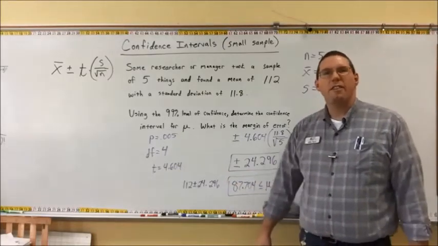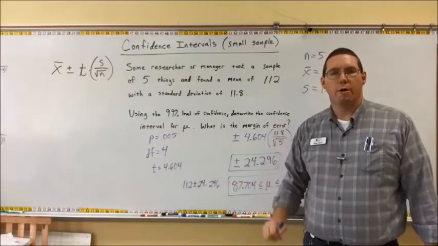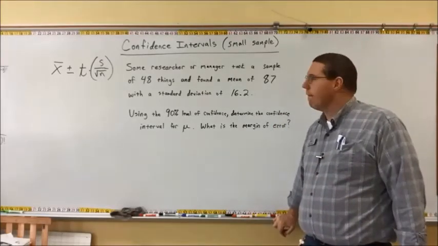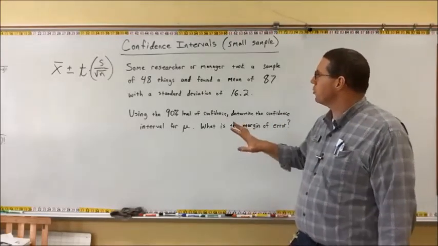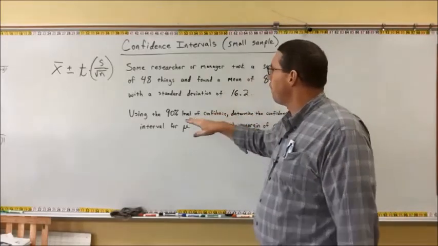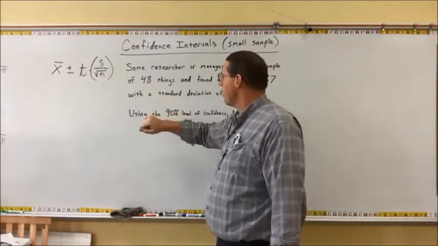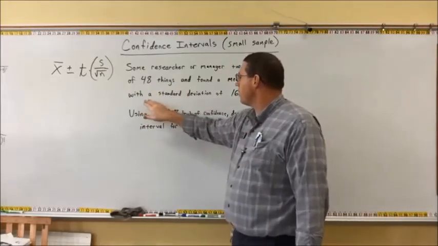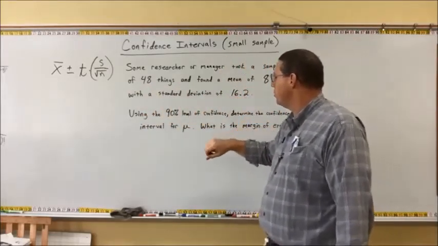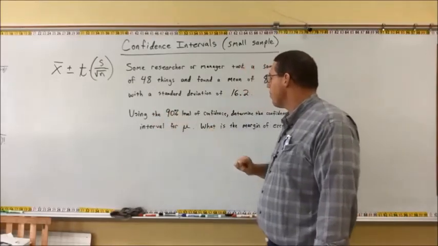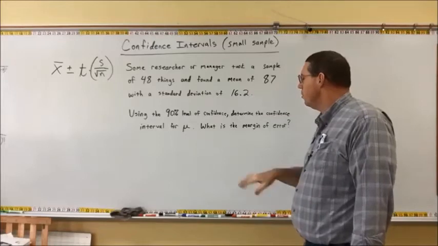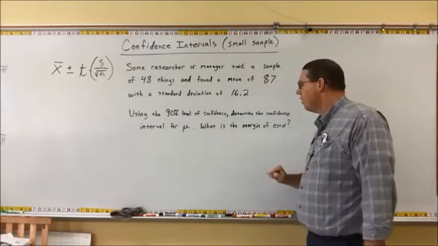Okay? I think we should probably do one more example. All right, folks, here's our last example. And here's what we have. It says some researcher or manager took a sample of 48 things, that's our sample size, and found a mean of 87 with a standard deviation of 16.2. Using the 90% level of confidence, determine the confidence interval for mu. What is the margin of error?